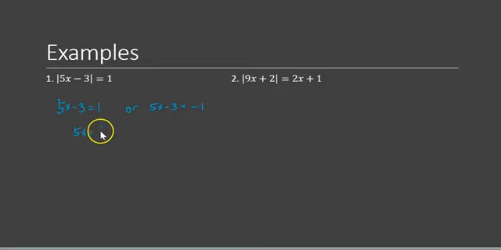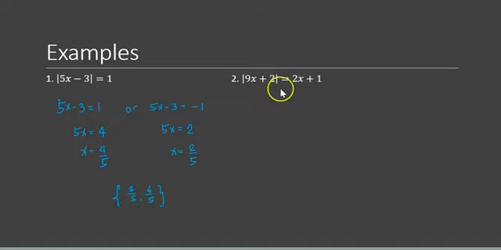So this is equal to 4. x is equal to 4 over 5. For the other linear equation, 5x is equal to, that would become positive 3 minus 2, so that's 2. So x is equal to 2 over 5. So our solution set will have two elements here. We have 2 over 5 and 4 over 5.